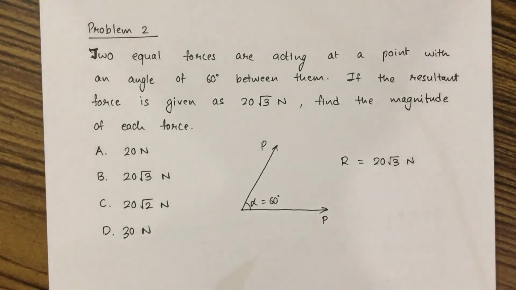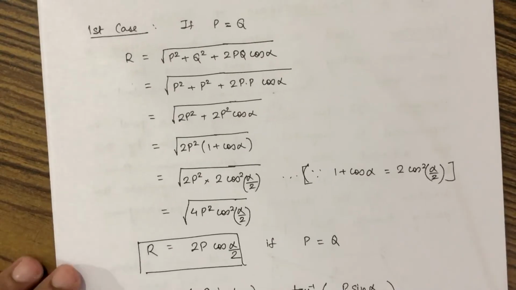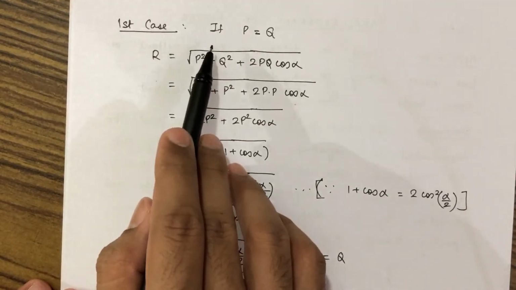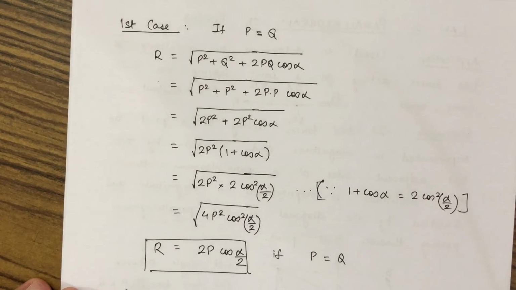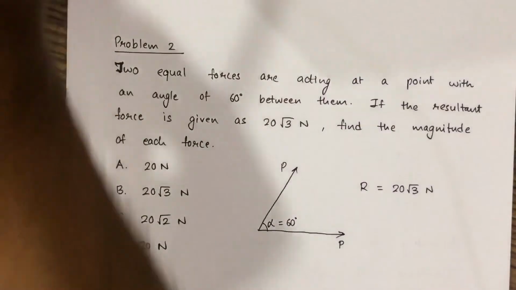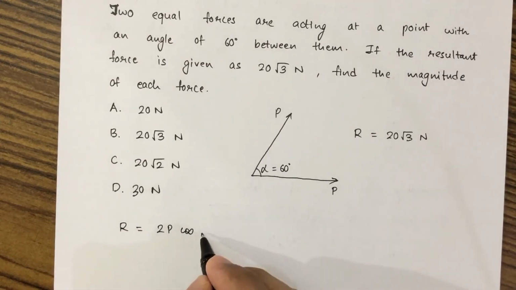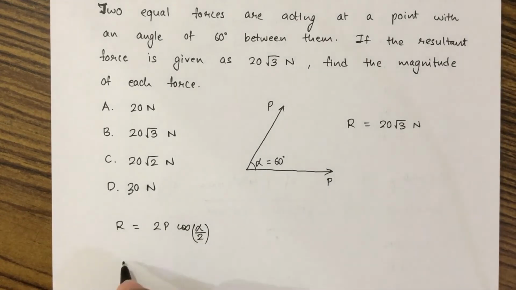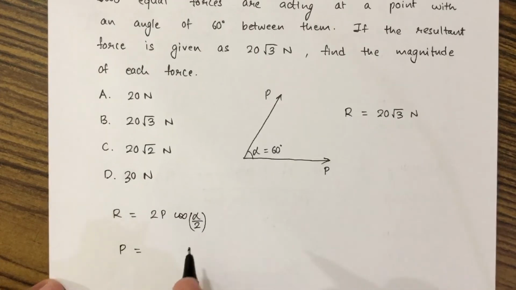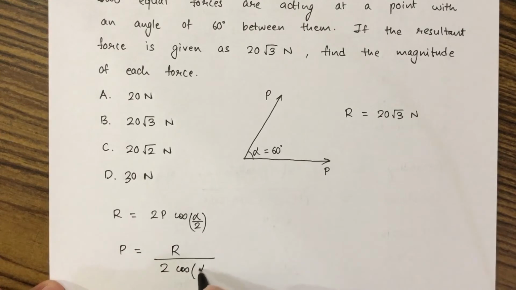So when we solved the first case, that is when P is equal to Q, the resultant formula was given as R is equal to 2P cos alpha by 2. So this P can be written as R upon 2 cos alpha by 2.